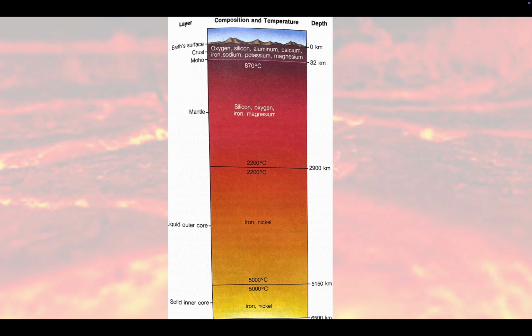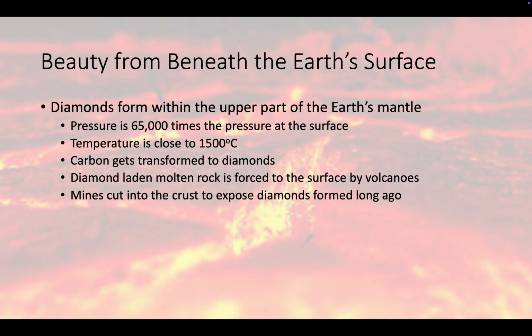Here we have our composition and temperature of all the different layers. So you can see our solid inner core, our outer core. We've got what they're made of, our temperatures, our kilometer differences. This would actually be a very good reference for one of the assignments that you'll be doing. It includes all the elements, degrees. So that's a good reference for you to use.